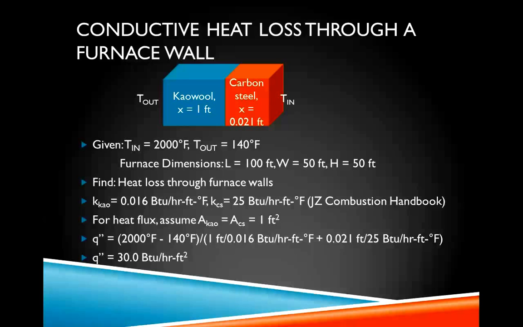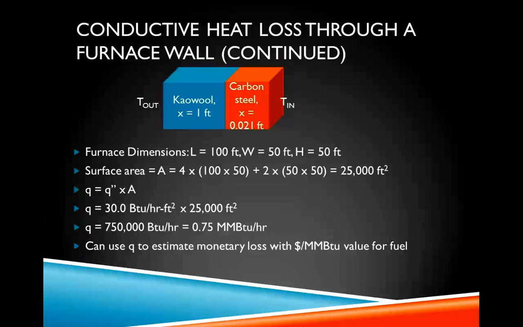For heat flux, since it's heat transfer over area, you can assume that the area for each material is just 1, and you use the equation from the previous slide of the temperature differences and the thicknesses and thermal conductivities, and you can find that the heat flux is 30 BTUs per hour foot squared.